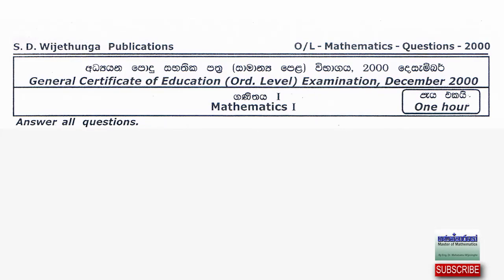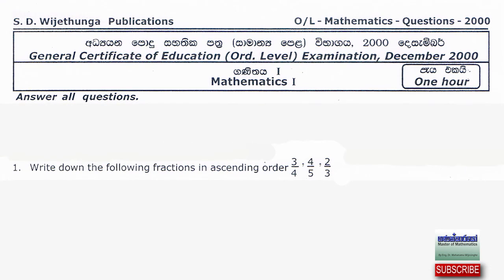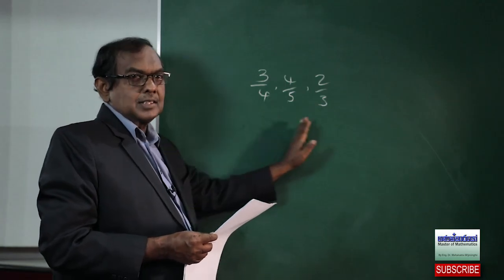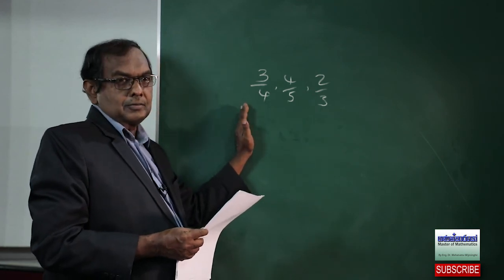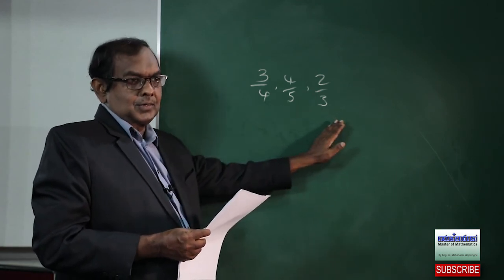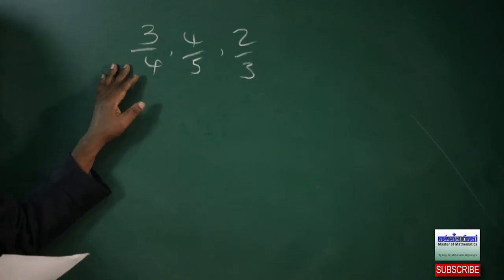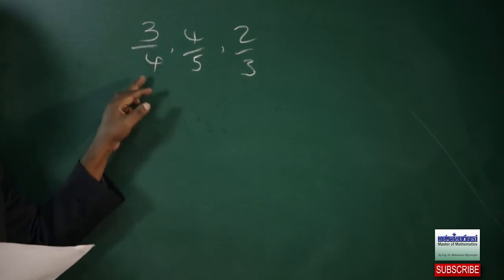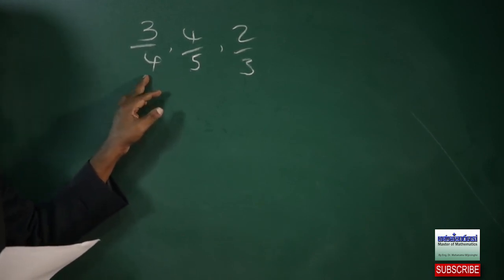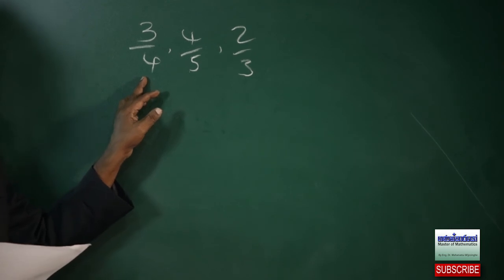Right. First of all, we are going to start with the year 2000 Maths 1 paper, question 1. Write down the following fractions in ascending order: 3 by 4, 4 by 5 and 2 by 3. What is the meaning of ascending order? That is increasing order. We have to get the minimum value first and the highest value last. How do we do that? There are two parts. One is the numerator, the second one is the denominator.